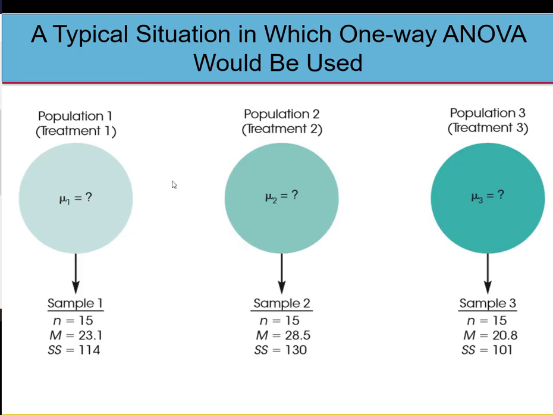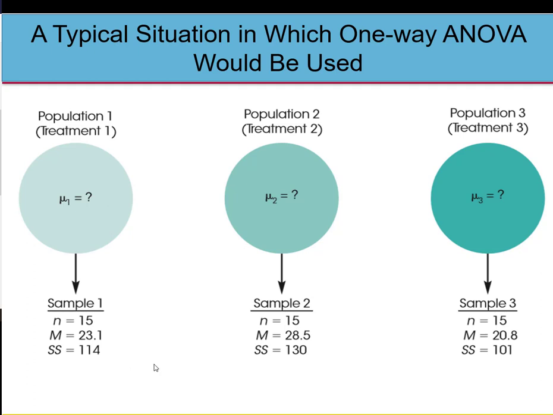Okay, so here's a typical situation in which one-way ANOVA would be used. We have three different populations with three different means. In population 1, they received treatment 1. Population 2, they received treatment 2. Population 3, they received treatment 3. I pull a sample from that population of 15. I see that their mean is 23. These guys, their mean is 28. And these guys, their mean is 20.